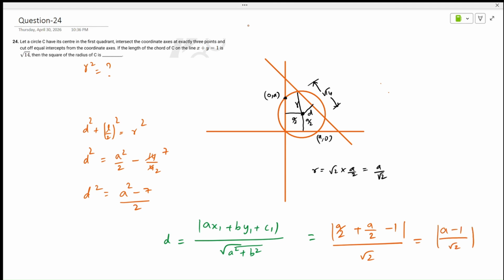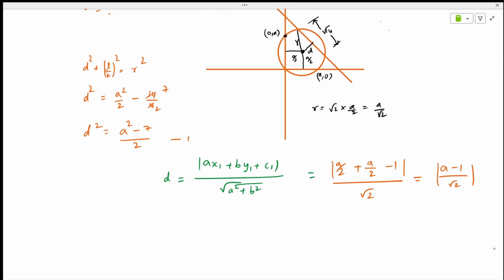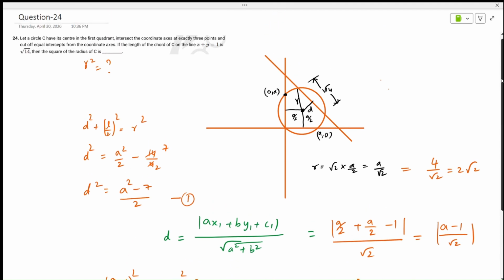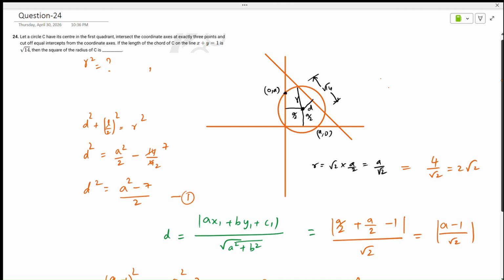So this is d. So if we substitute this in equation 1, we'll get a minus 1 whole square by 2 is equal to a square by 2 minus 7 by 2 and 2 gets cancelled here. And on the LHS a square plus 1 minus 2a, RHS a square minus 7, a square gets cancelled. 2a is equal to 8. So a is equal to 4. If a is equal to 4, then radius is equal to 4 by root 2, which is equal to 2 root 2. Then r square is equal to 2 root 2 whole square, which is equal to 8. So the answer is 8.